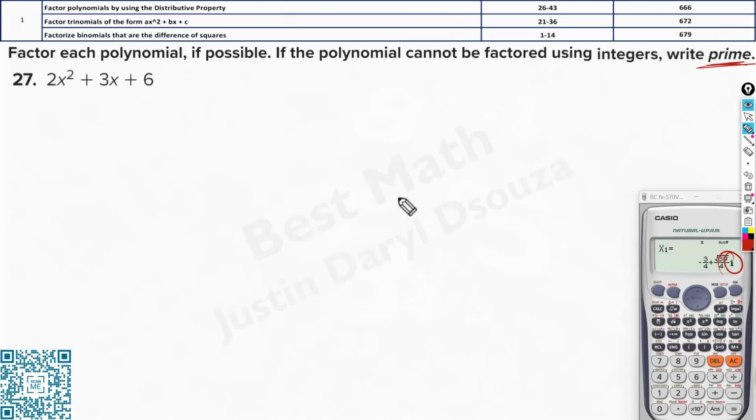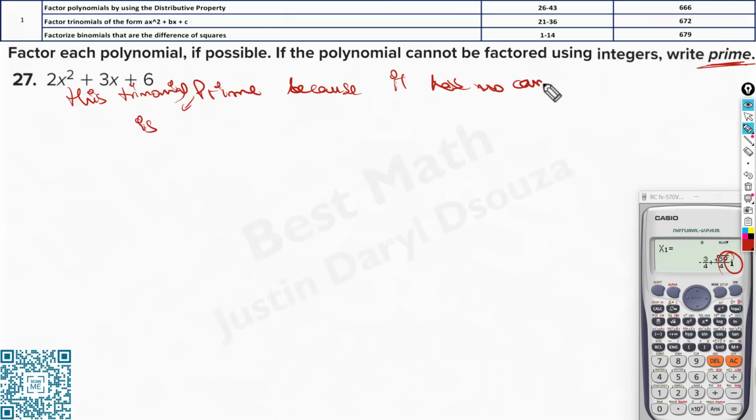So how do we write it? I don't think they'll give you this in writing, because then you can just write: this trinomial is prime. Over here it is prime because it has no factors that satisfy the conditions. You can write that it cannot be factored. You can write your own thing. Cannot be factored. It can't be factored.